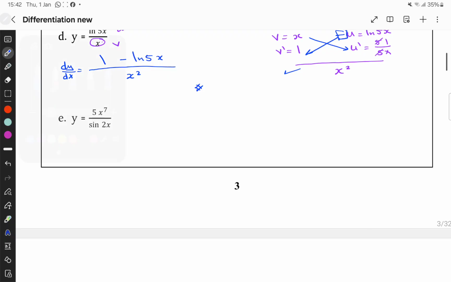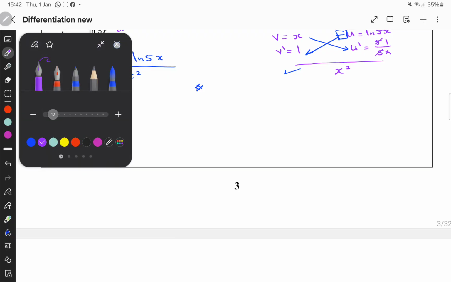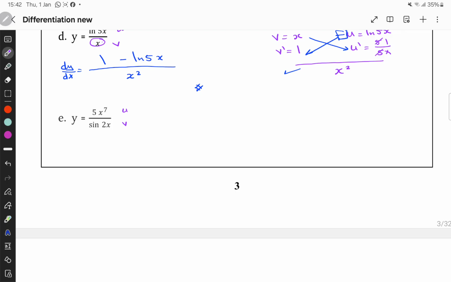Also the second one is a division of two different functions. So that is u, and here is v. Always we start from v. V is equal to sine 2x. U is equal to 5x to the power 7. V prime, the derivative of sine, will be cosine 2x times the derivative of the inside, which is 2. U dash, the derivative of 5x^7, is 7 times 5, which is 35 times x to the power 6. All of that divided by v squared, which is sine squared, the squared is here, not for the angle.